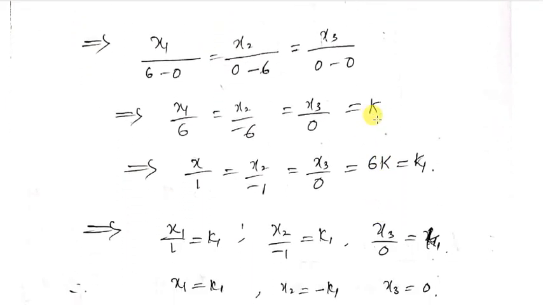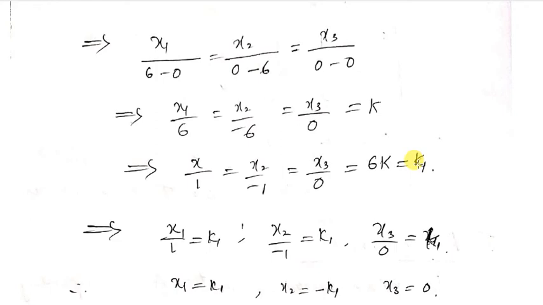Let it be k. Here we have a common term, that is 6. We can cancel it. So multiplying the entire equality by 6, it reduces to x1 by 1 is equal to x2 by minus 1 is equal to x3 by 0 is equal to 6k. 6k is a constant, let it be k1.